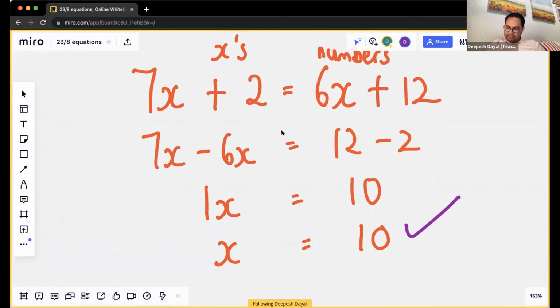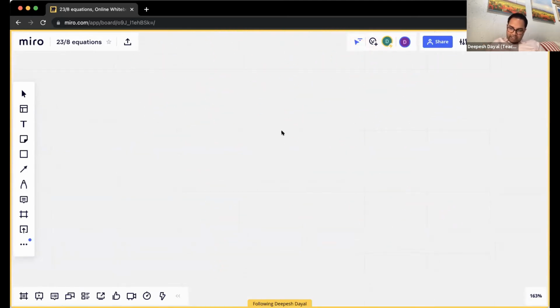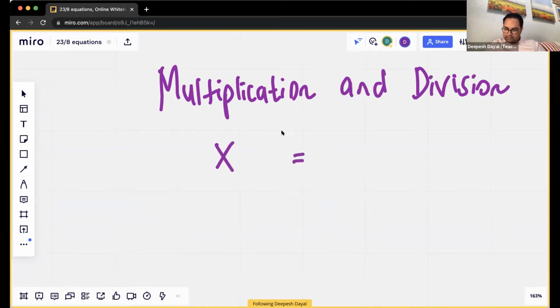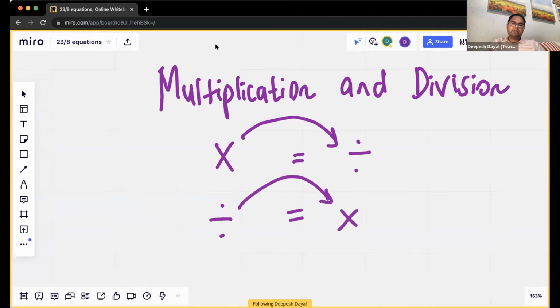Right, let's look at the times and divide. So for times and divide, so multiplication and division. Okay, so times, when you take it over, it becomes divide. And divide, when you take it over, it becomes times, right?